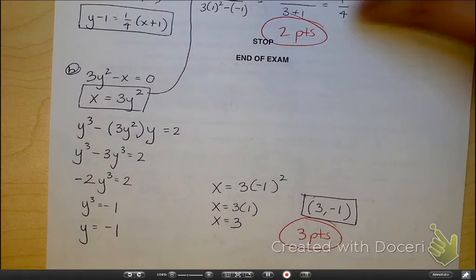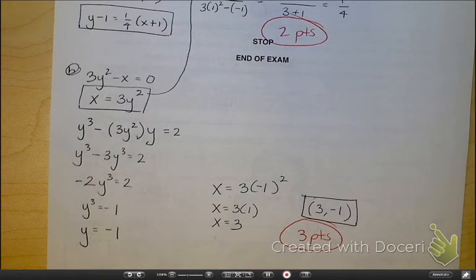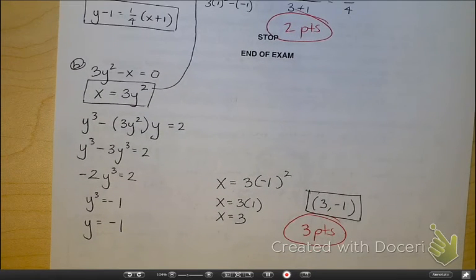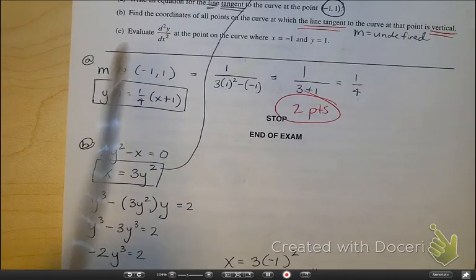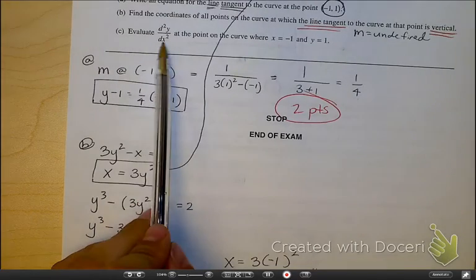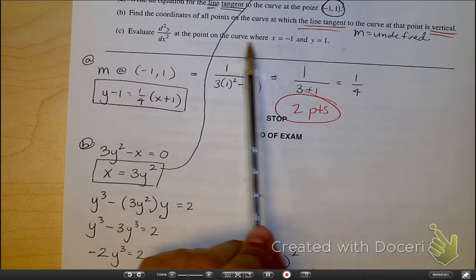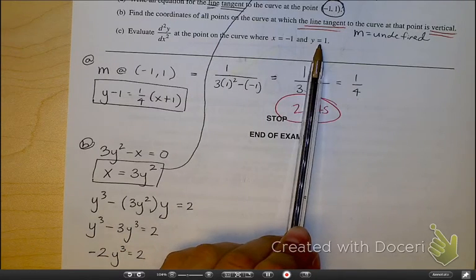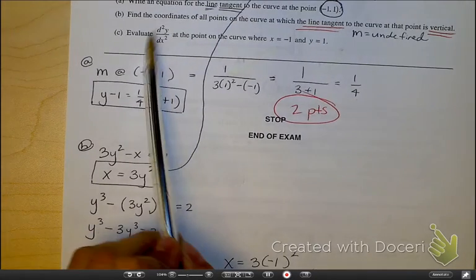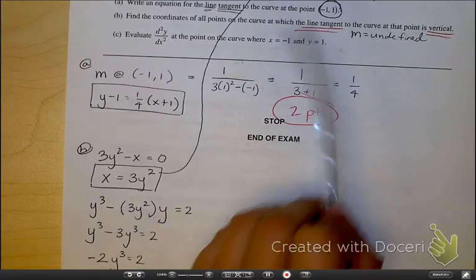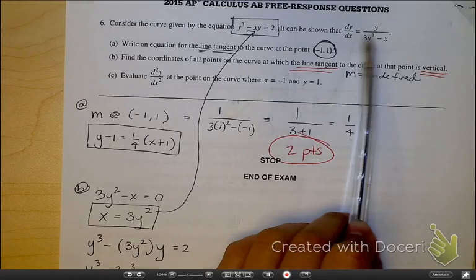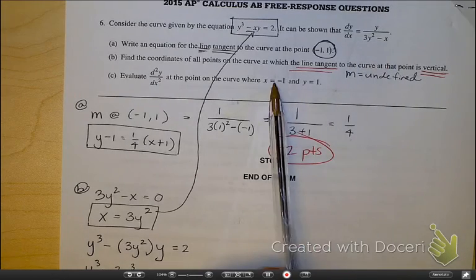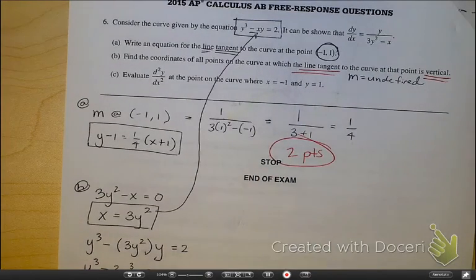So far we have 1, 2, 3, 4, 5, and there are 4 more because each one is worth 9 points. So here is where the last 4 points come from. Part C says, evaluate d squared y dx squared at the point on the curve where x equals -1 and y equals 1. So d squared y dx squared means we actually have to find the derivative again. They gave us the first derivative, dy dx. Now we have to go back and find the second derivative and then plug in -1 and 1 into x and y. So let's do that.